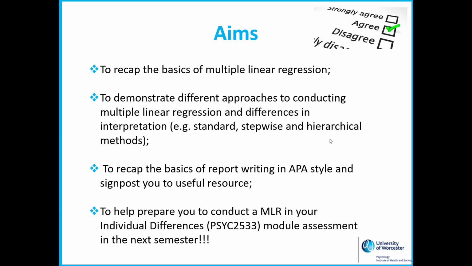Then we're going to move on to recapping the basics of report writing and APA style and signpost you to some useful resources to support you with that. Ultimately, this is to help you if you're intending to use multiple linear regression in your final year research project, but in particular, if you will be doing an individual differences report which involves multiple linear regression in your second semester. So it's to get you familiar with all those basics of multiple linear regression and report writing so that you're ready to go with that.